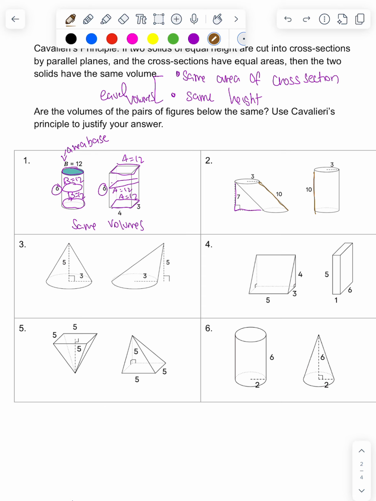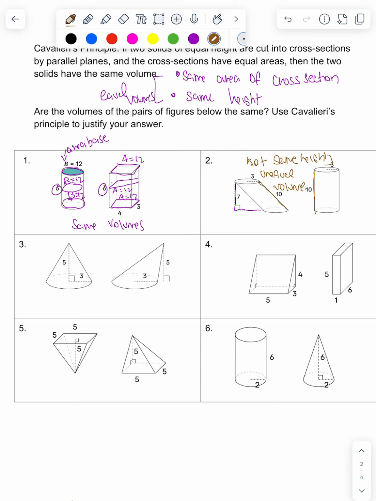So since there's different heights, they can't have the same volume according to Cavalieri's principle, because Cavalieri's principle is same heights, same areas of cross-section, same volume. So if one part of Cavalieri's principle, the heights part, is not satisfied, we don't even have to move on to check the areas of the cross-sections, because we already know it's not going to have the same volume. So I'm going to write here, not same height, unequal volume.